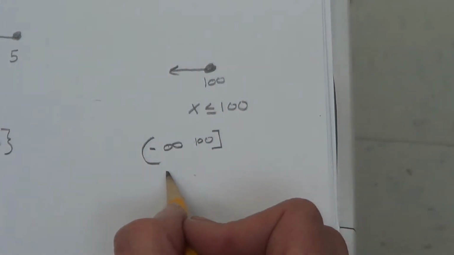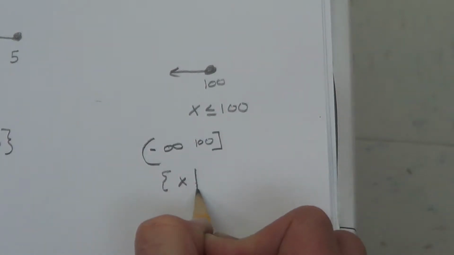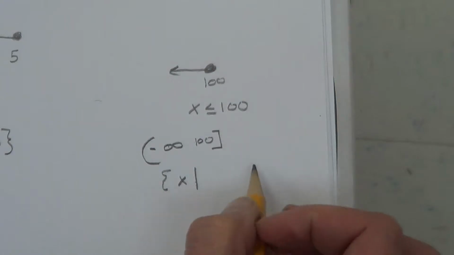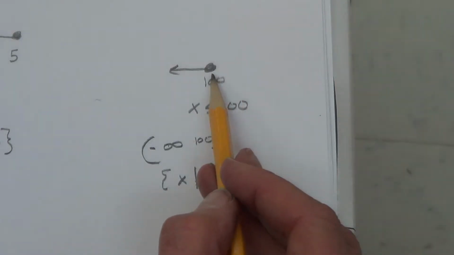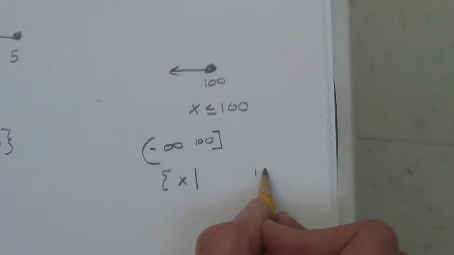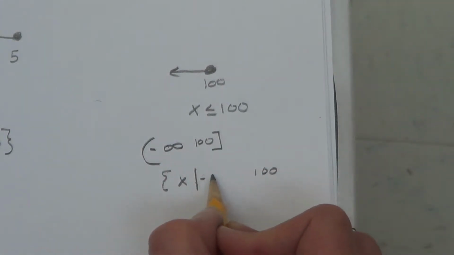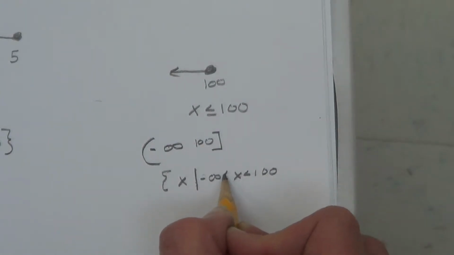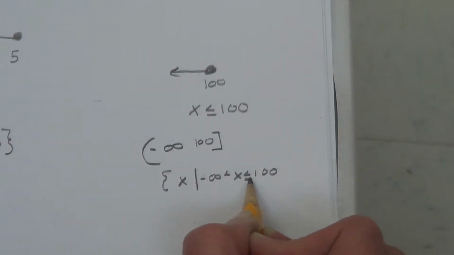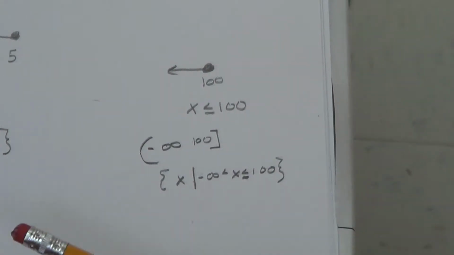Again, the set notation would be set notation x such that, and now we have to put it in the complex inequality. So I go back to the graph. My upper limit is 100. My lower limit is negative infinity. Put the x between them, and we always use less than symbols. This one, because it can be equal to, has to be underlined. End of set notation.